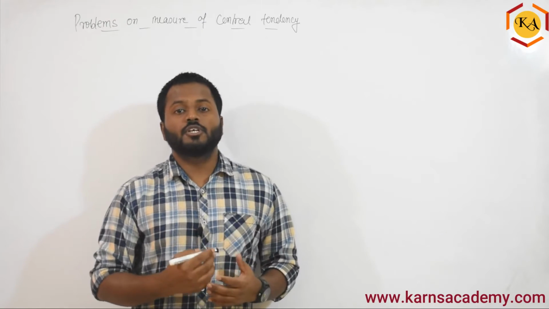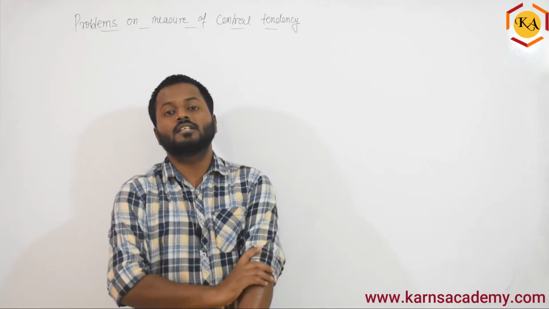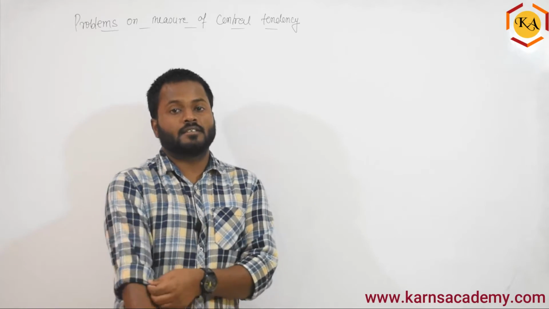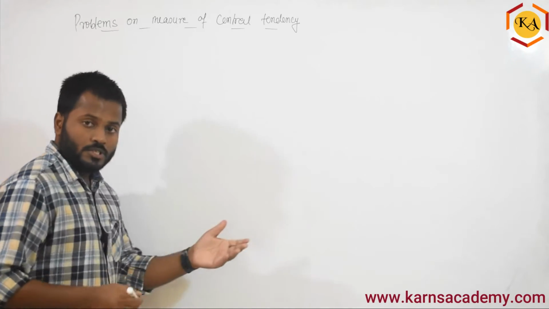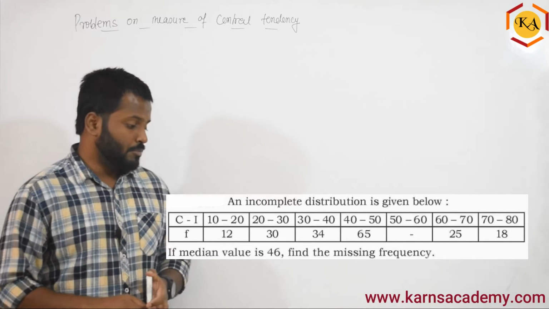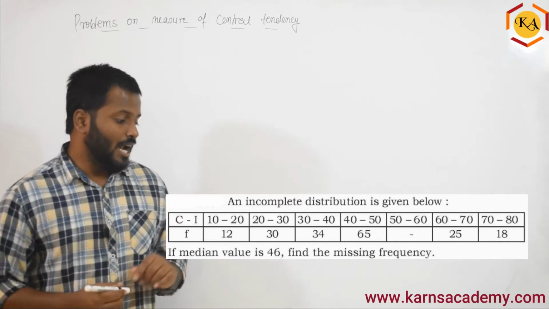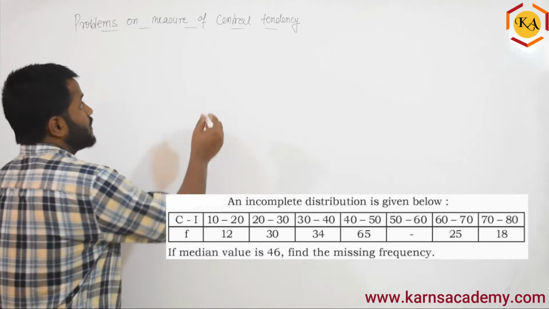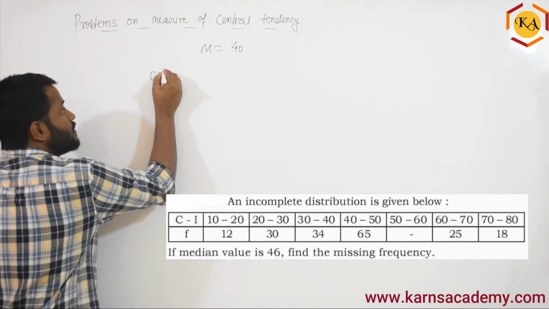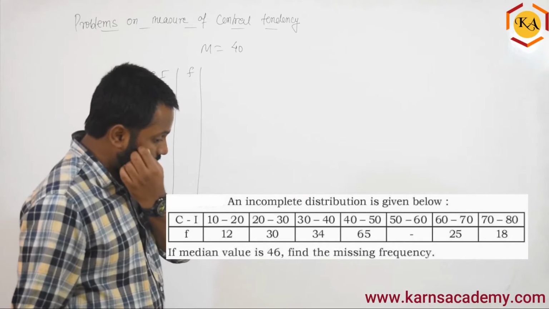Under the missing frequency type problem, we have already seen the mean. Let's see the median. How do we find the missing frequency in terms of median? So let's see one question which is displayed on your screen. It says that an incomplete distribution is given below. The class interval and frequency they have given, you can see one frequency is missing, and the median value is 40. So what they have given is median is equal to 40.